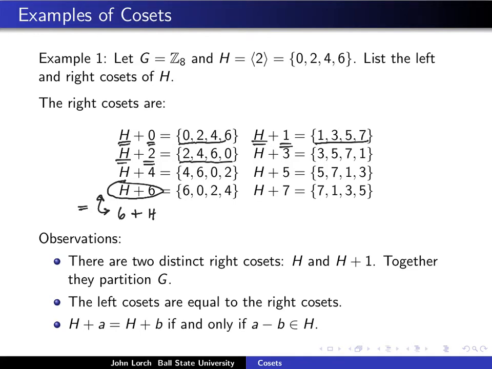Another thing you might notice is that really there are only 2 distinct right cosets here. The set 0, 2, 4, and 6.